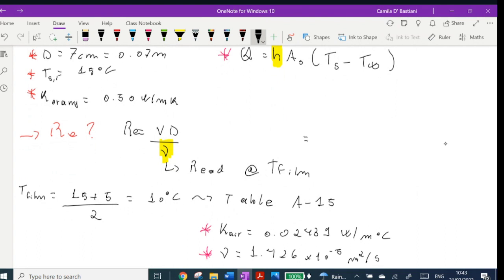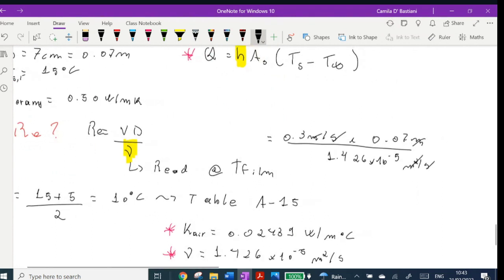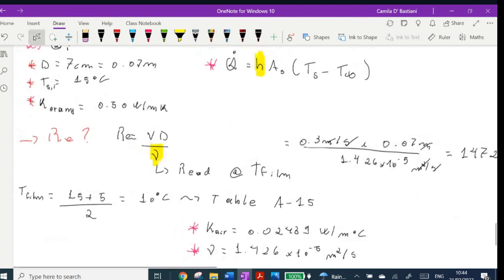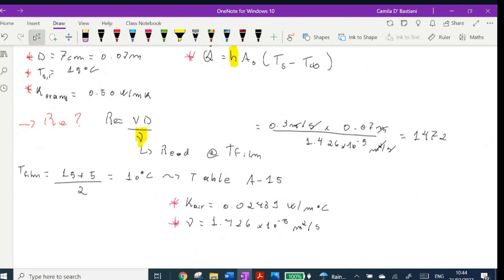Velocity, 0.3 meters per second. Diameter, divided by the viscosity. Cancel the meters, cancel the seconds. My Reynolds number is going to be 1,472. Okay.